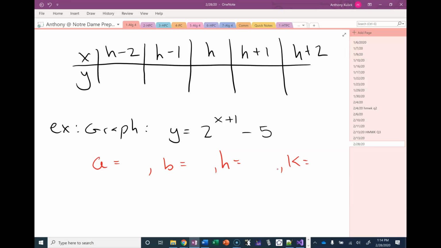So who knows one of those four? Can somebody tell me one of those four? K is negative 5. That's good. Thanks, Hannah. Can someone else tell me one of them? B is 2. Thank you, Jack.